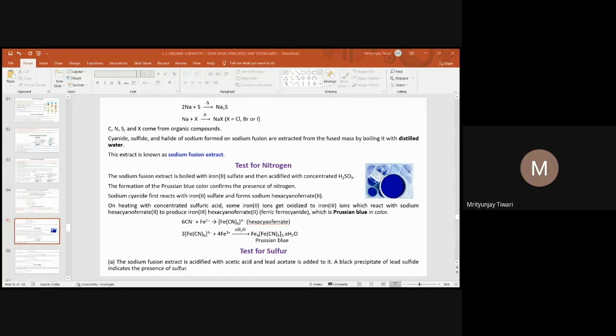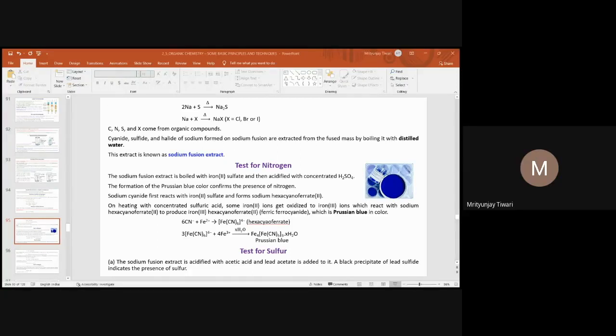What happens when we do this? The iron 2 sulfate is there. Iron 2, when it reacts with the cyanide ions, forms a complex which we can call a hexacyanoferrate complex. And this iron here is in the +2 oxidation state, as you can see, it's the ferrous form, and the complex charge is 4 minus. So x plus 6 into minus 1 is equal to minus 4.